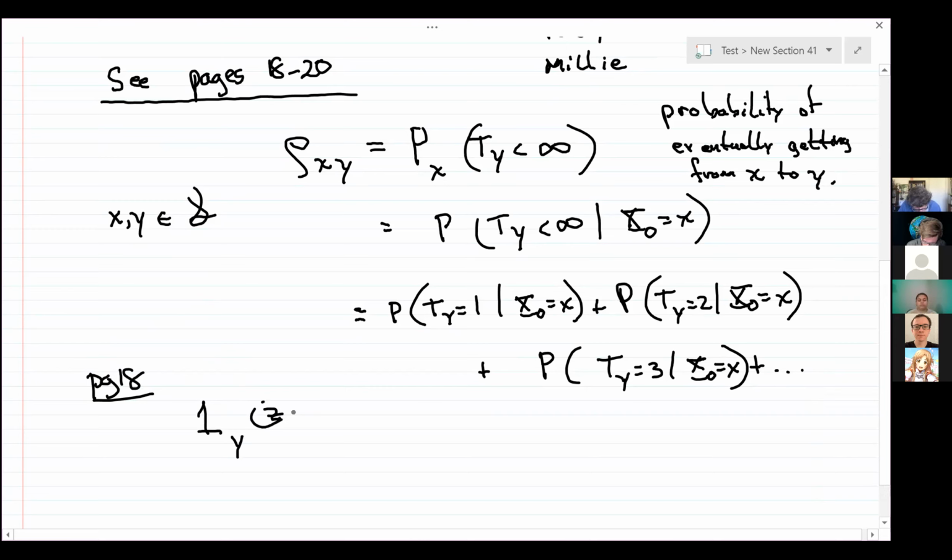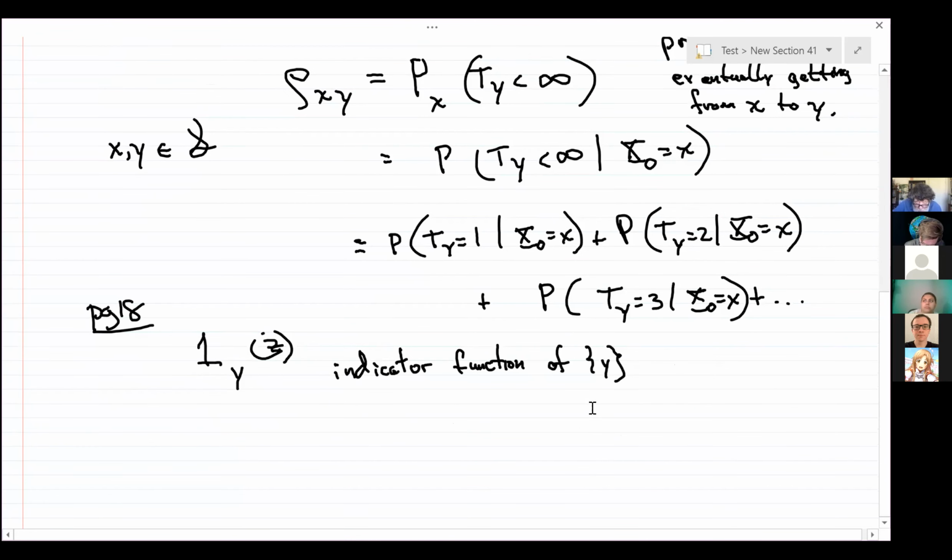And this is called there the indicator function of the set y. And they tell you how it's defined. So this is the name, indicator function. And they tell you it's a very simple function, by the way. It looks like this. It only has two values.